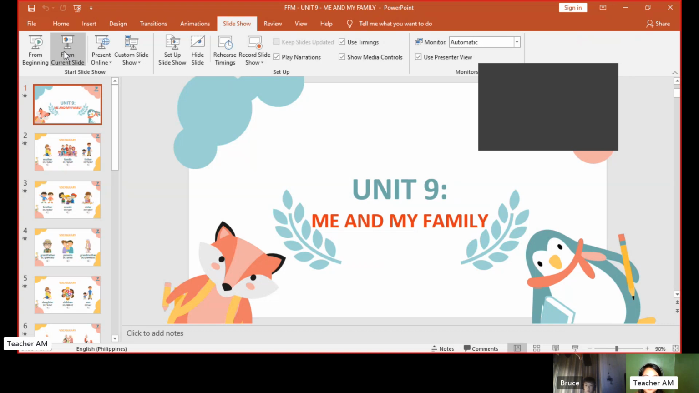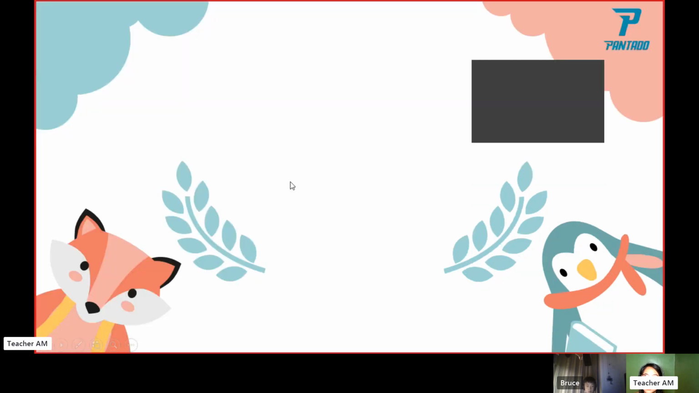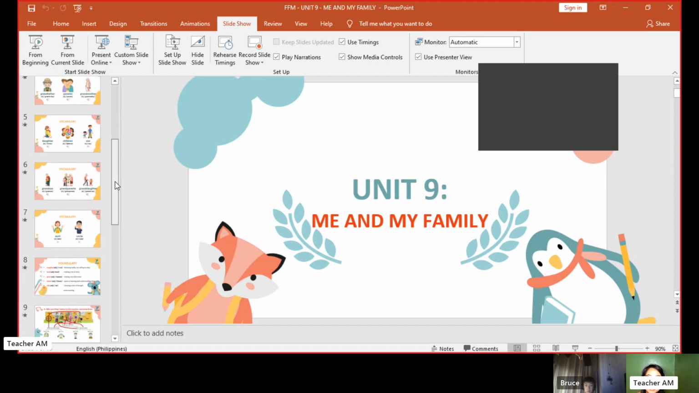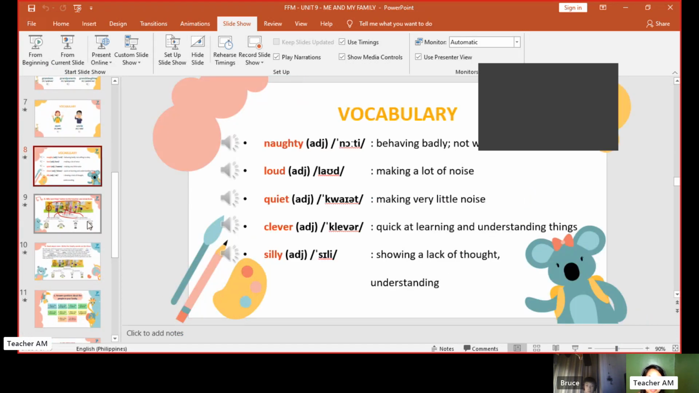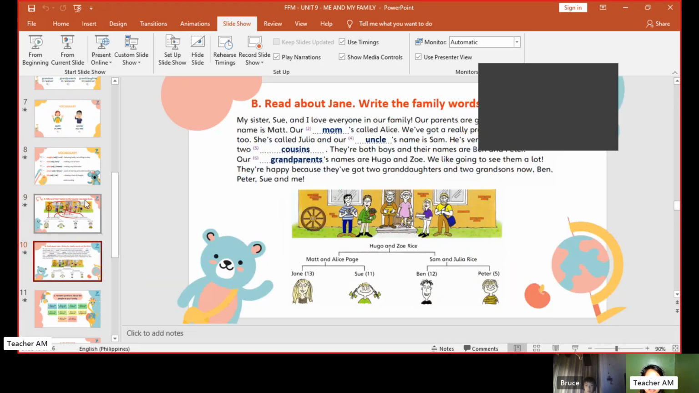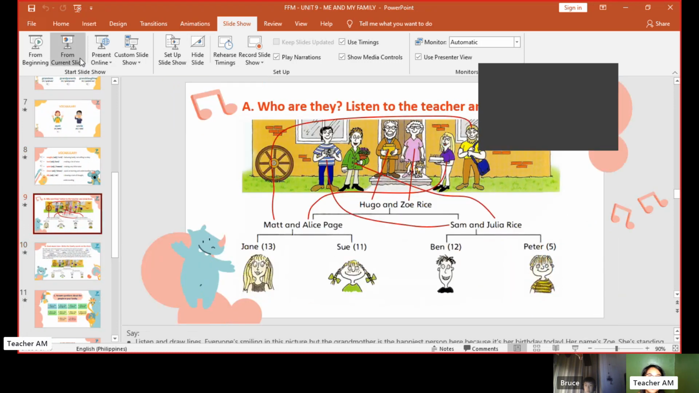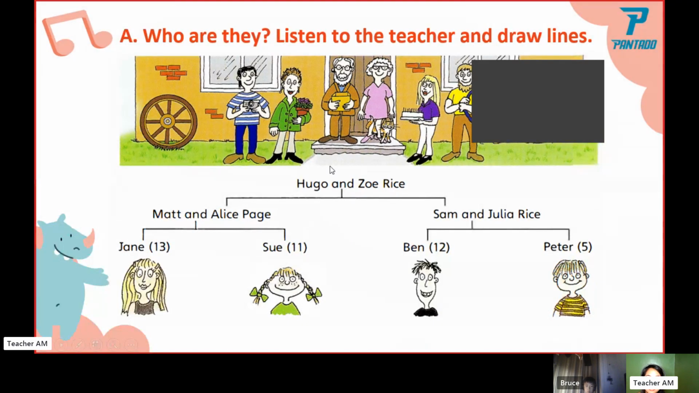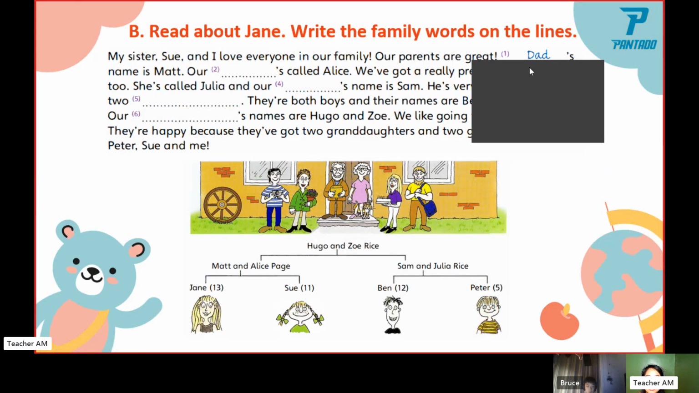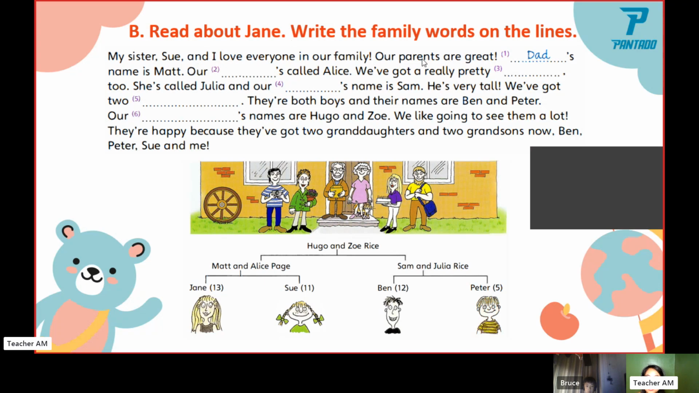Okay, great. So we will continue with Unit 9. Unit 9 is all about me and my family. So let's take a look at the words I know. This is where we stopped last night. The family of Hugo and Zoe Rice. I want you to read about Jane. Can you write the family words on the lines? My sister Sue, please read.